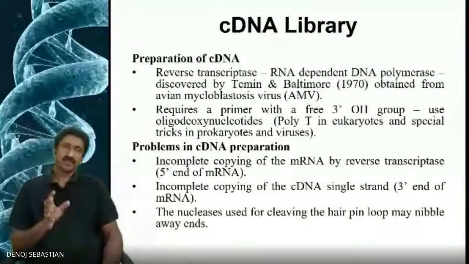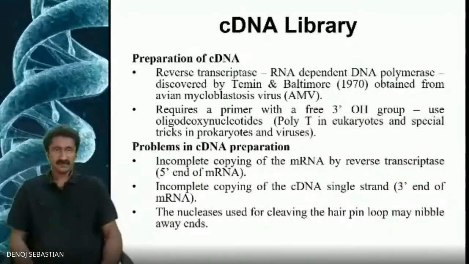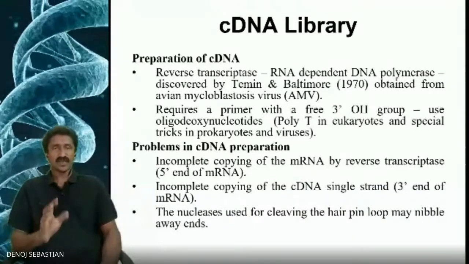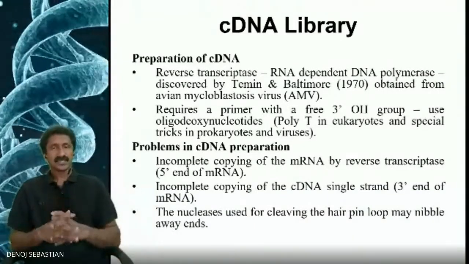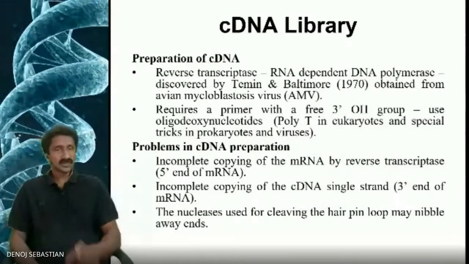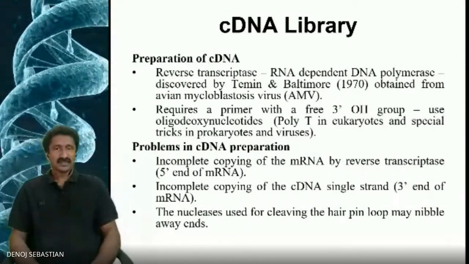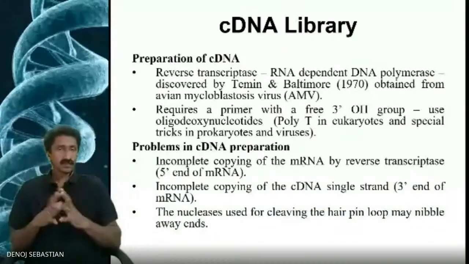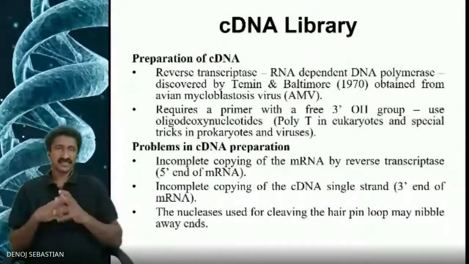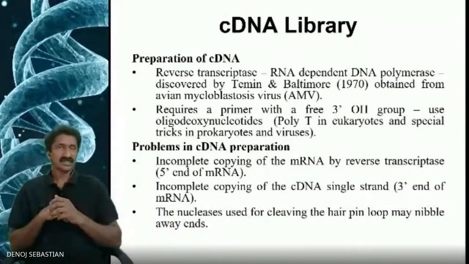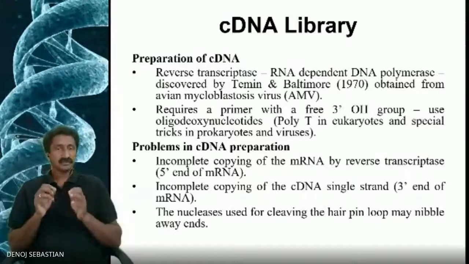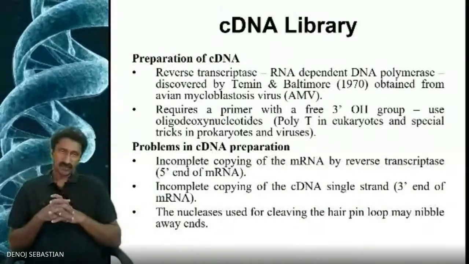It was discovered by Temin and Baltimore in 1970, and it is obtained from avian myeloblastosis virus, that is AMV. It requires a primer. Just like other DNA polymerases, it requires a primer, whereas RNA polymerases may not require that. So here we have the reverse transcriptase, an RNA-dependent DNA polymerase, which requires a primer with a 3' OH group.